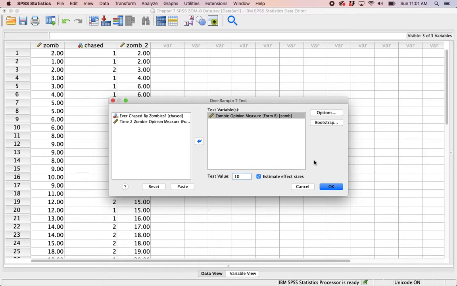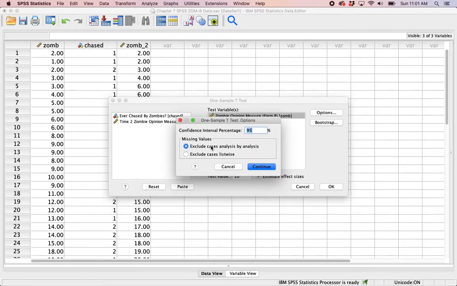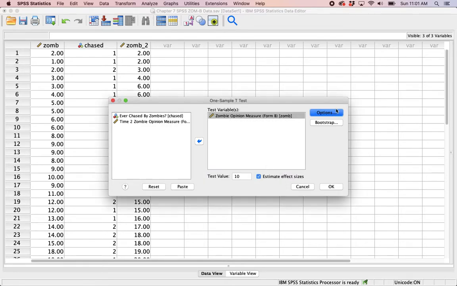In truth, that's pretty much all there is to it. You'll see that there's an options button here. All this does is give us the option on how to handle missing values. We don't have any missing values in this example. And then we also have the option to specify a confidence interval percentage. By default, we always use 95%, and that's why that's specified in SPSS, so we don't actually have to do anything there.